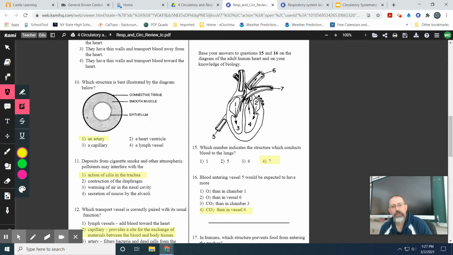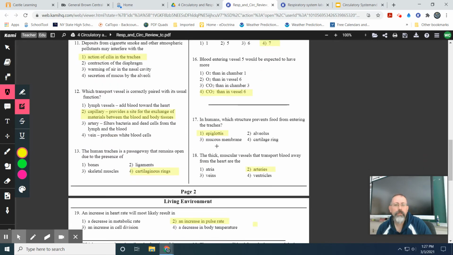Then vessel 6 is your aorta going back out of your heart. This diagram's a little different than the ones that we had in the notes and in your note packet, but 6 is your aorta, your ascending aorta. Kind of a different drawing, but hopefully you got 4.